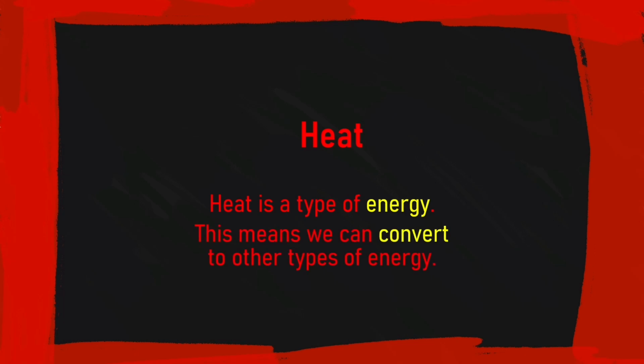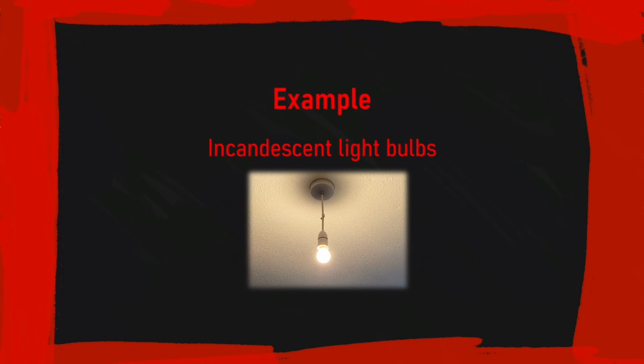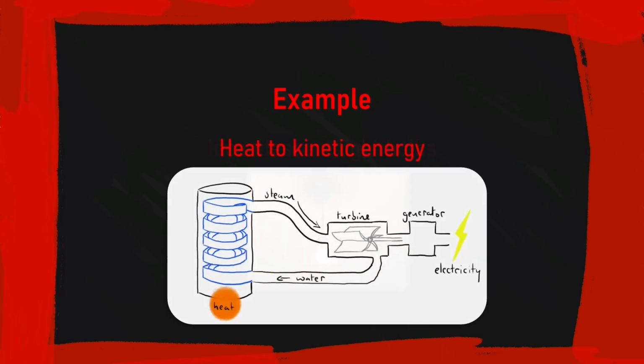Today's topic, heat. Heat is a form of energy, so that means we can convert it to other forms of energy. For example, heat in a wire in an incandescent light bulb, that's the old type of bulb, is converted to light energy when the wire gets hot enough. We can also convert heat energy to kinetic energy when heat is used to boil water and the steam produced is used to turn a turbine, and then the kinetic energy can be converted to electrical energy using the turbine.